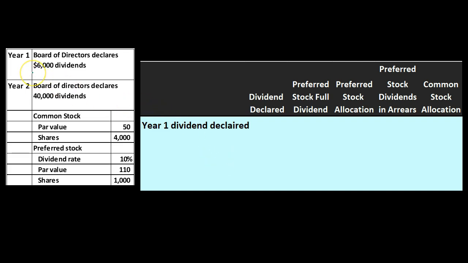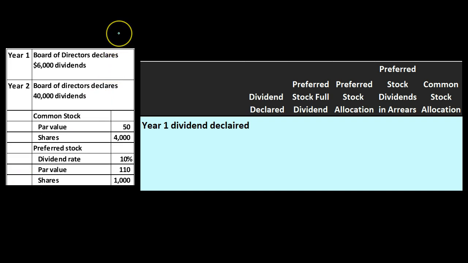We've got year one, the board of directors declares a $6,000 dividend. So we'll say, okay, who gets the dividend? Year two, the board of directors is going to declare a $40,000 dividend. The common stock has a par value of $50 and shares outstanding are 4,000. The preferred stock, we have the dividend rate 10%, the par value 110, the shares 1,000. That's going to be the information.